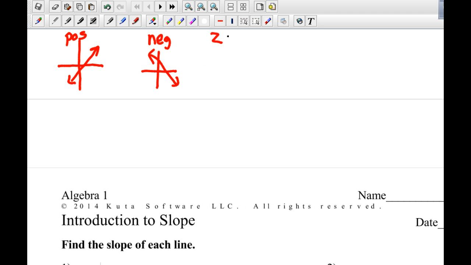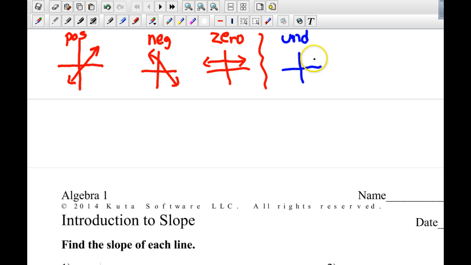What did 0 look like? Don't say straight because they're all straight. But yeah, the word you want to use is horizontal. Okay. Horizontal. And then there was the one that's kind of different from all the others. Okay, and that is undefined slope. Okay. And that was vertical.